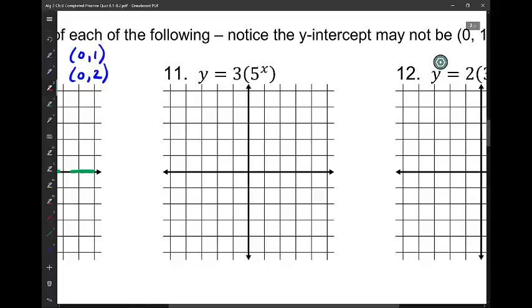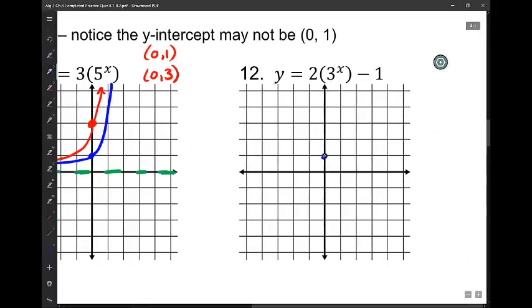Here we have a growth function, 5 to the x. There we go, except now it's going to be multiplied by a 3. So 0, 1 for a y-intercept becomes 0, 3 because of the multiple of 3. So where we have our curve down, but we still have an asymptote at 0 because once again there's no plus or no minus.